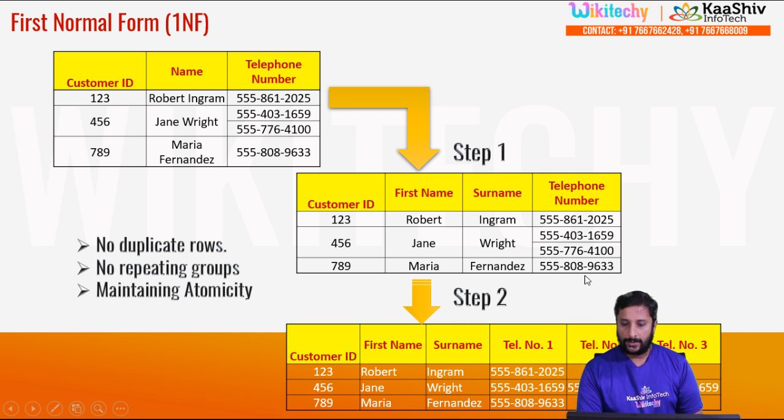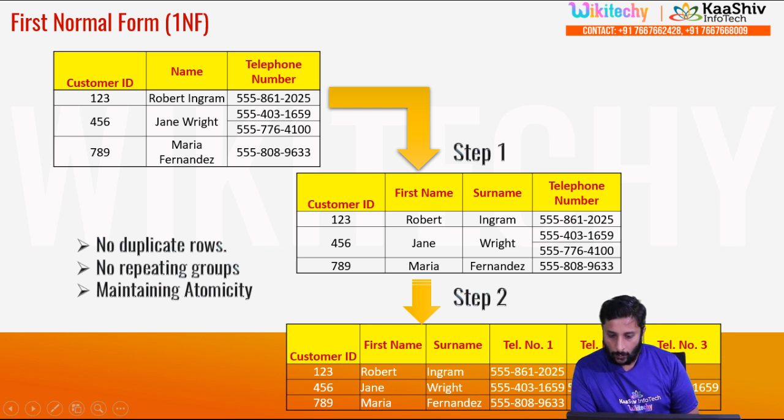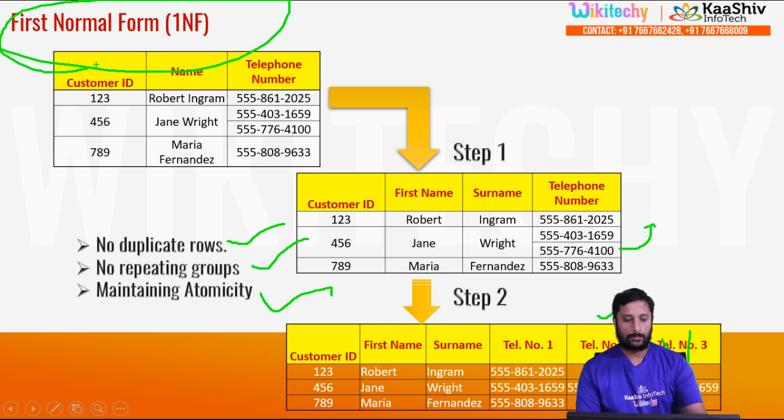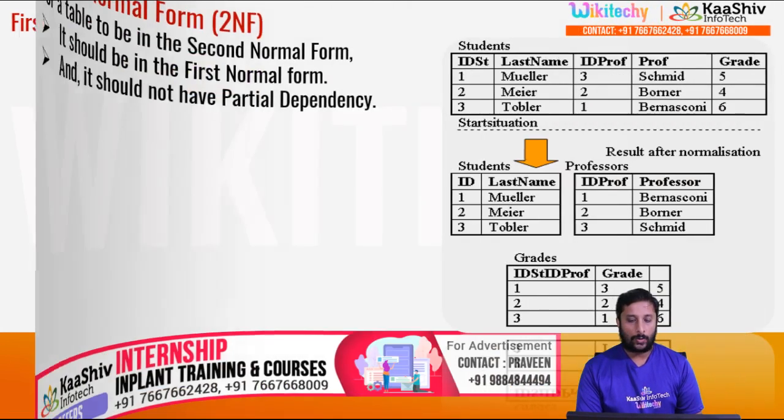So I created 4031659. I don't want the telephone number 3, so there is no need. I created another column and put this data here. So no duplicate rows, no repeating groups, and maintaining atomicity. That's the key point of first normal form. Okay, let's move on to the second normal form.